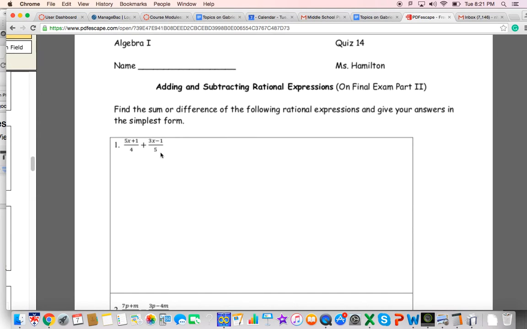We have a 4 here, we have a 5 here, and we're looking for the lowest common multiple between 4 and 5. So the lowest common multiple in this case, hopefully you know it, is equal to 20. All right, so we're going to have to multiply the denominator by whatever we need to multiply by in order to get to 20 in both cases. I'm going to rewrite this because that is super duper tiny. So (5x plus 1) over 4 plus (3x minus 1) over 5.